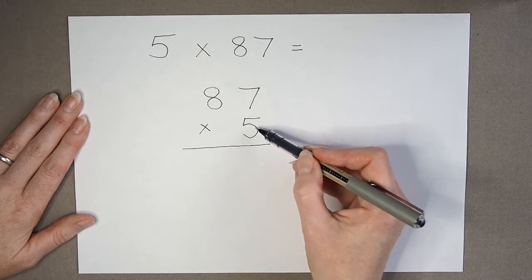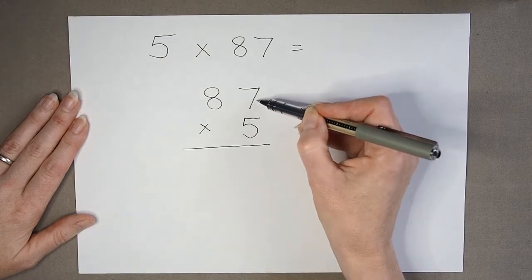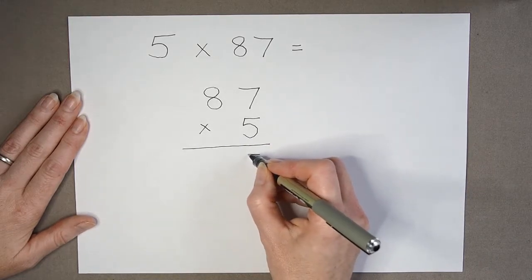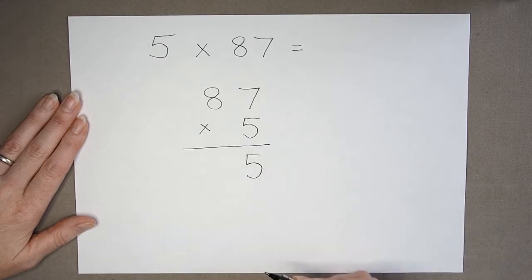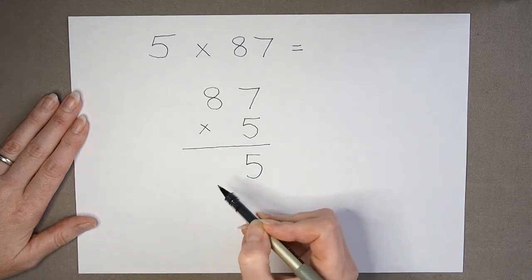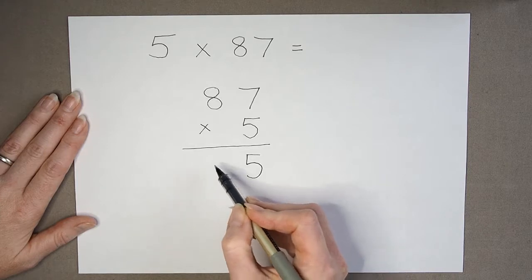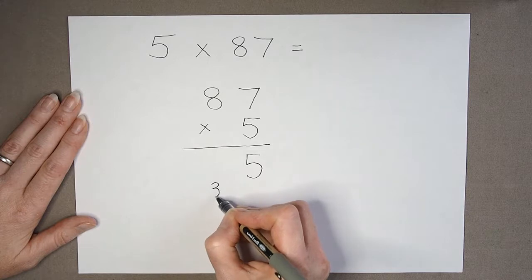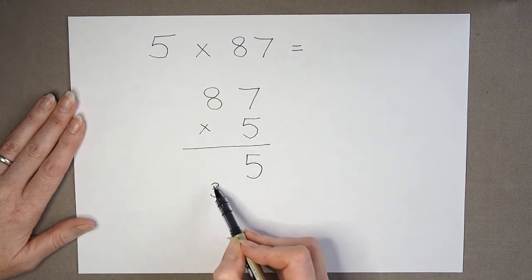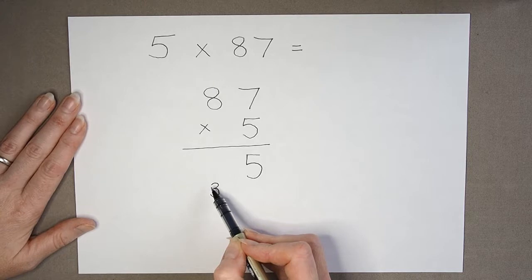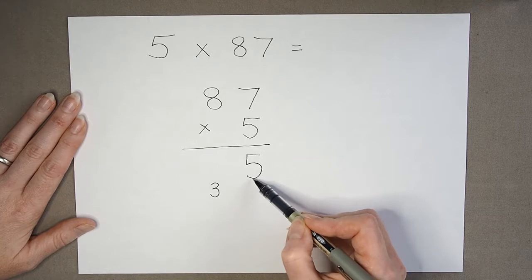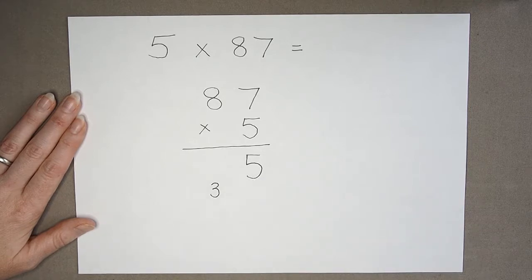So I'm going to start with the units, multiplying 5 times 7, which is 35. So I'm going to write the 5 units down. I can't write the 30 part, the 3 tens, in yet, because I've not finished my calculation. So I've got to put my 3 tens underneath this column, in the tens, to be added on later. So I can see 5 times 7 is 35. Very similar to when we're using column addition and we need to carry a digit.